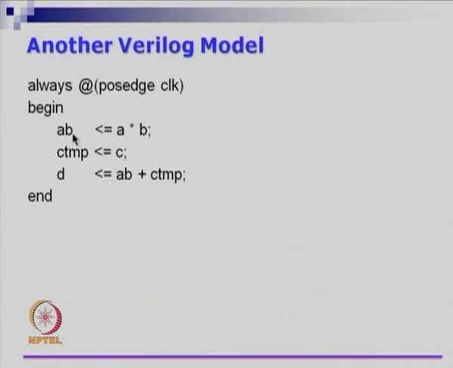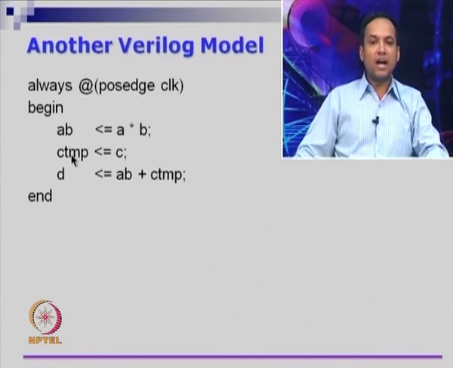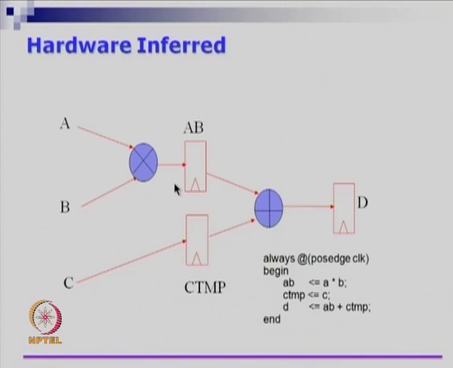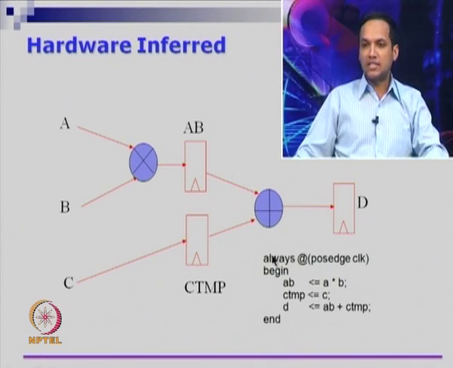Always at passage of clock, AB is A times B, and we have something called C temp. We say C temp non-blocking equals C, and D non-blocking equals AB plus C temp. So the key thing is, you have C temp here and not C. Let us see what the hardware inferred for that would be. Again, the Verilog code is shown in the right bottom here. AB, C temp and D are all on the left side in an always statement which has a passage of clock, which means AB, C temp and D will all infer flip flops or registers. So AB is a register, C temp is a register and D is a register.